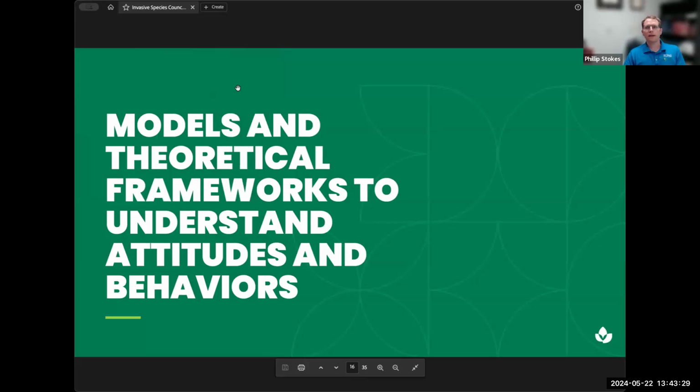Okay, so next, before we get into some practical tips, I want to talk about a couple of models and theoretical frameworks to help understand attitudes and behaviors, how people make decisions, and what some of the existing frameworks are that help us understand this and lead to behavior change.